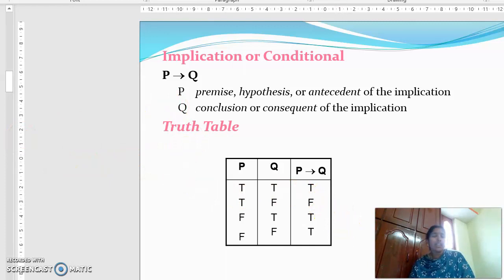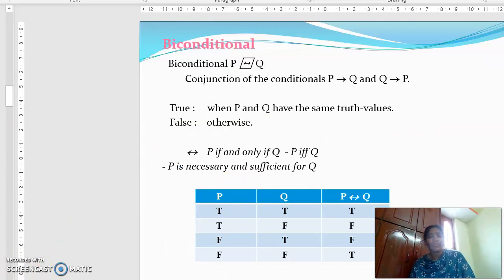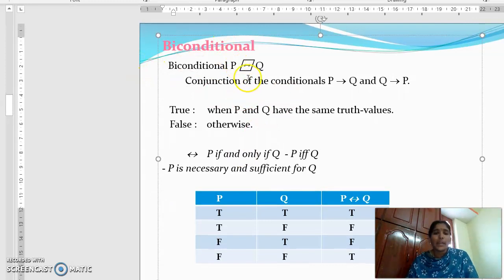And the next connective is biconditional. It is represented by the biconditional symbol. It is the conjunction of the conditionals P conditional Q and Q conditional P. So that is nothing but P biconditional Q is equivalent to P conditional Q and Q conditional P.